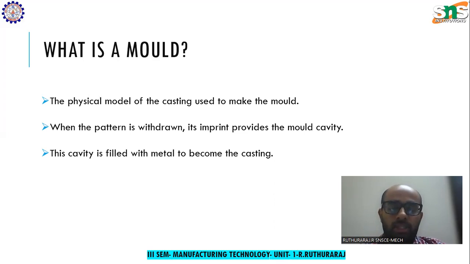In our childhood, you would have played with sand. In our sandbox, you would put objects, press the object, and when we remove the object, a cavity in the shape of the object is obtained. That is the base for this sand casting process. Similarly here, the cavity will be made. The material which is used to make that cavity is called a pattern.